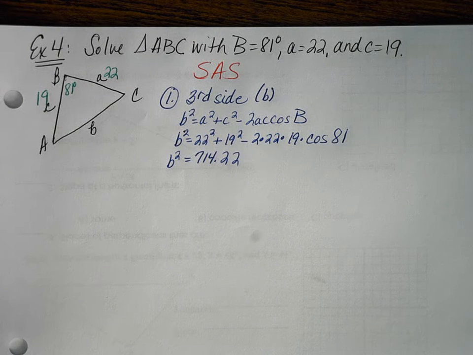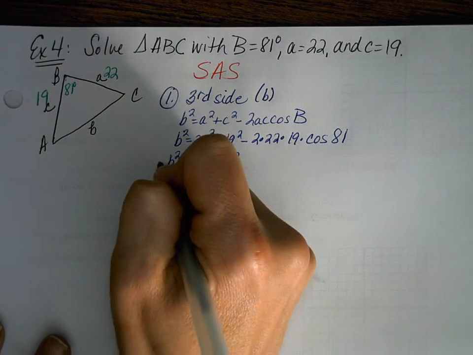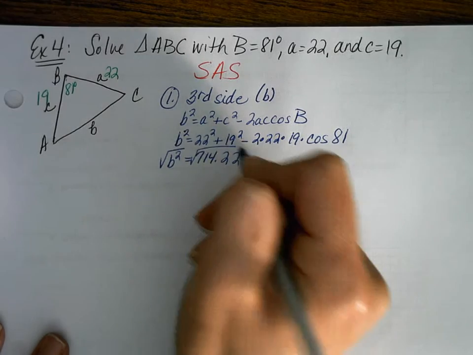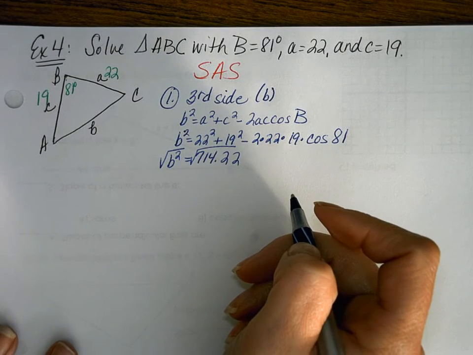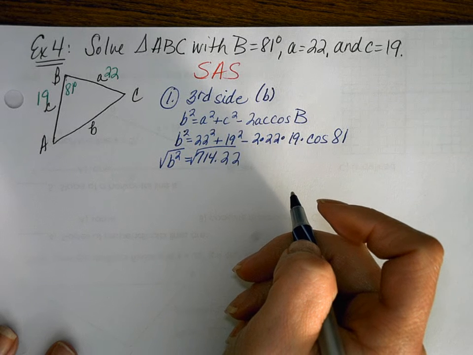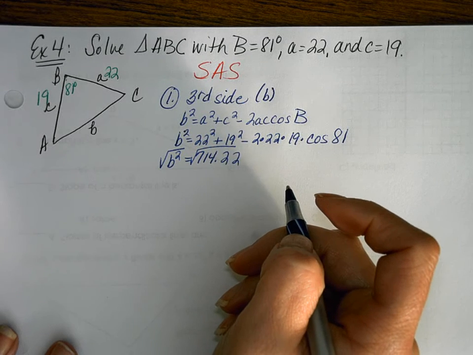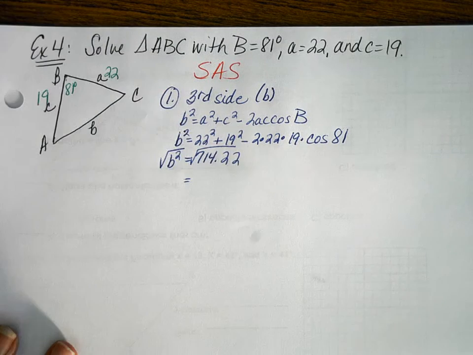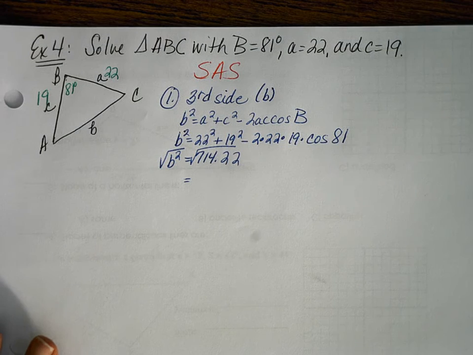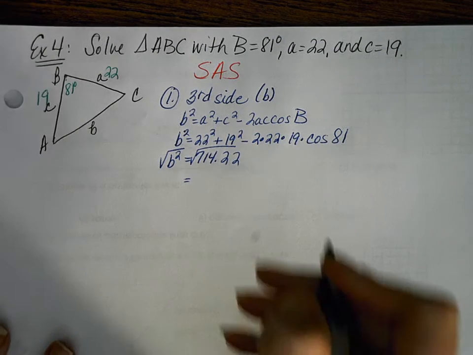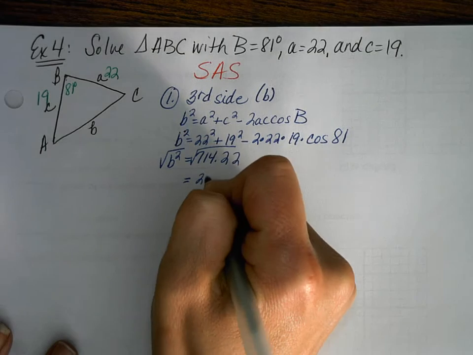All right. Now, Braden, what do we have to do from there? Beautiful. We're going to square root both sides. So what do you get? 26.7. All right. We're going to round the sides. Let's be consistent. Round the sides to the nearest tenth. 26.7 is equal to b.